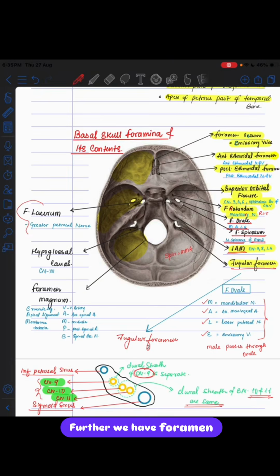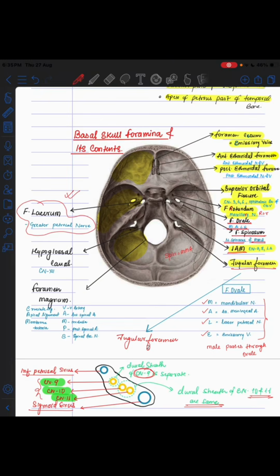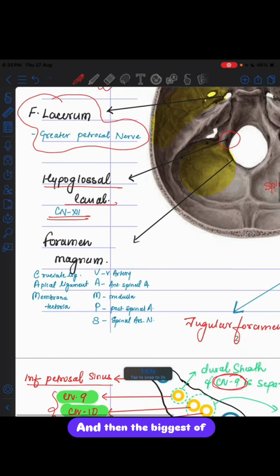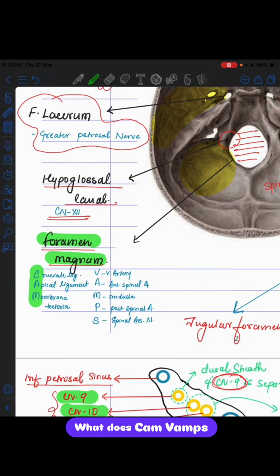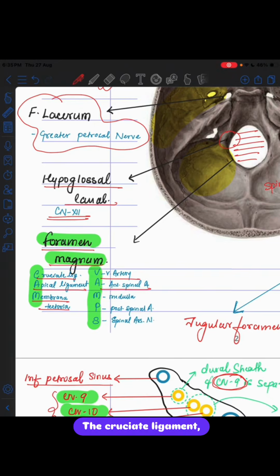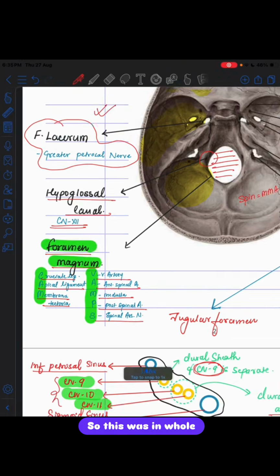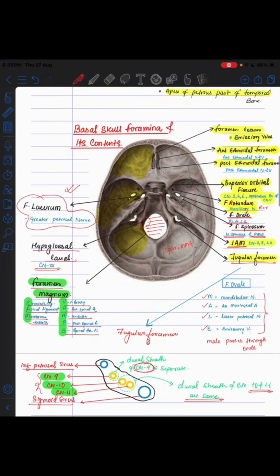Further, we have foramen lacerum that contains greater petrosal nerve. Then we have hypoglossal canal that contains, as its name suggests, the hypoglossal nerve. And then the biggest of all, the foramen magnum, that contains, the mnemonic for this is CAM VAMPS. What does CAM VAMPS stand for? The cruciate ligament, apical ligament, membrana tectoria, vertebral artery, A for anterior spinal artery, M for medulla, P for posterior spinal artery, and S for spinal accessory nerve. So this was in whole the basal skull foramina.